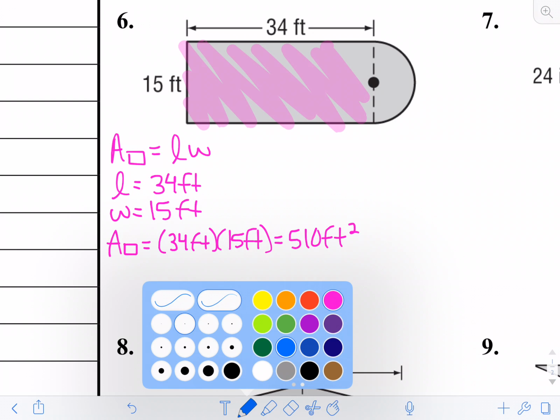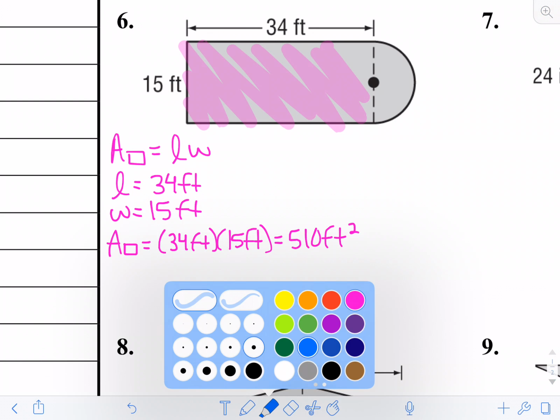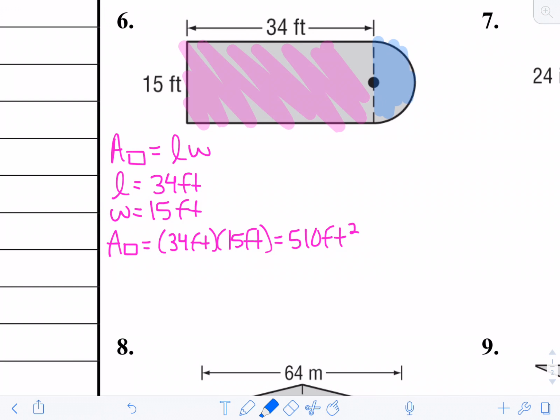Okay, the next thing that I'm going to look at over here is this half a circle. So what I have is area. I'm going to attempt to draw half a circle is equal to 1/2 pi r squared. Well, to figure out what r is, my diameter here, this piece is going to be 15 feet. So to find my radius, I take 15 and divide it by 2. And my radius is going to be 7.5 feet.